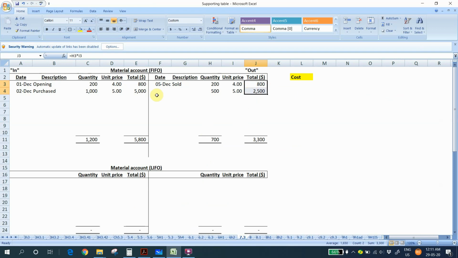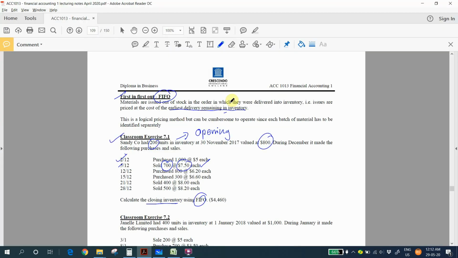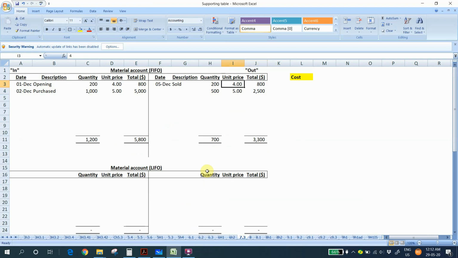Alright, so let's continue, so you will get more familiar with the concept of first in, first out. Next, on 12th, I purchased 800 units at the cost of $6.20 each. So purchase is an in transaction. I purchased 800 units at the cost of $6.20 each. So the total value is 4,960.